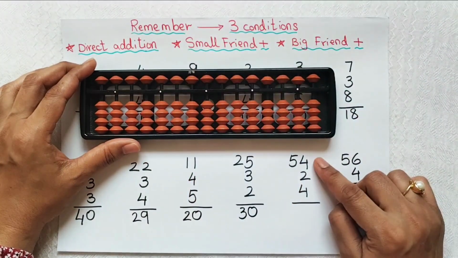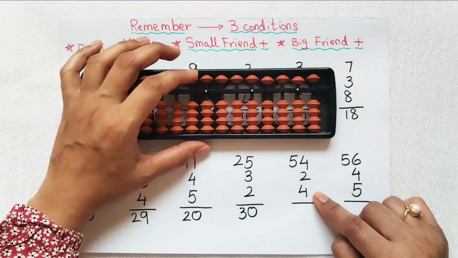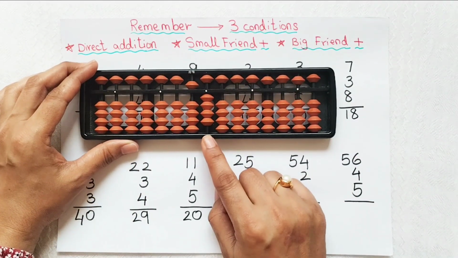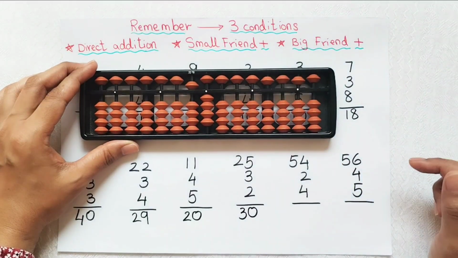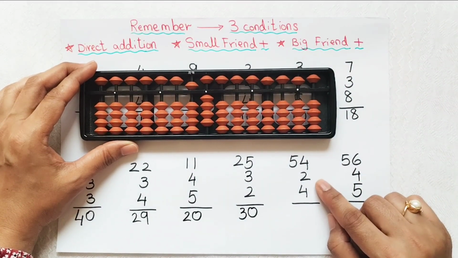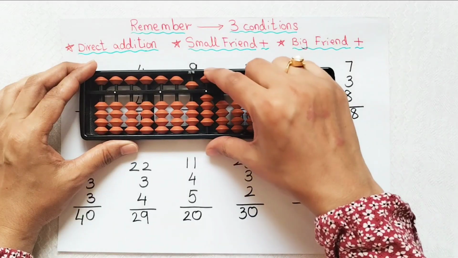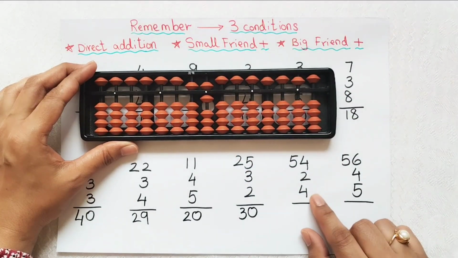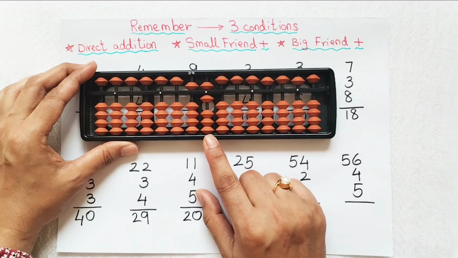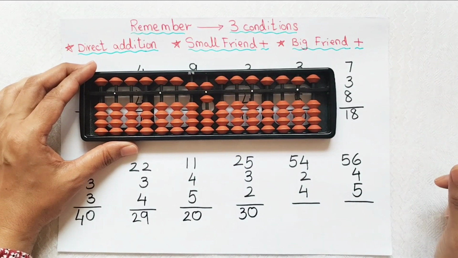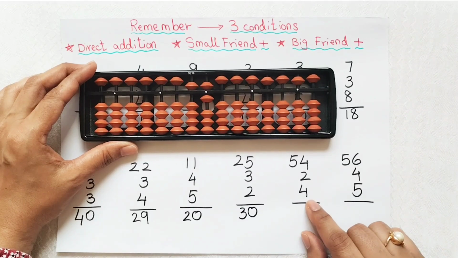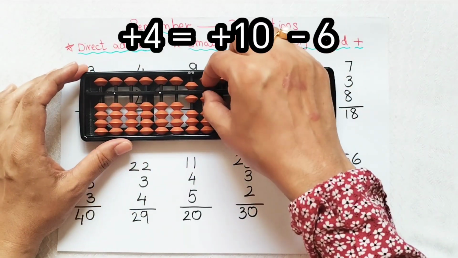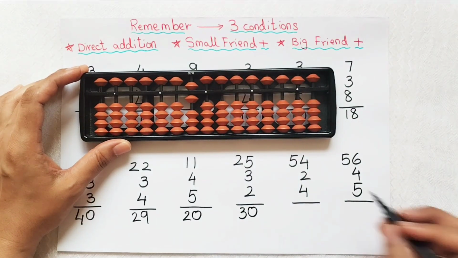Next one. 54 plus 2 plus 4. 54 plus 2. Can I do it directly? No. Do I have to use small friend? Yes, I have to use the small friend here. So formula for plus 2 is plus 5 less 3. Okay. Now plus 4. Direct addition not possible. Small friend is already in use. So plus 4 I have to use the big friend formula. That is plus 10 less 6. My answer is 60.